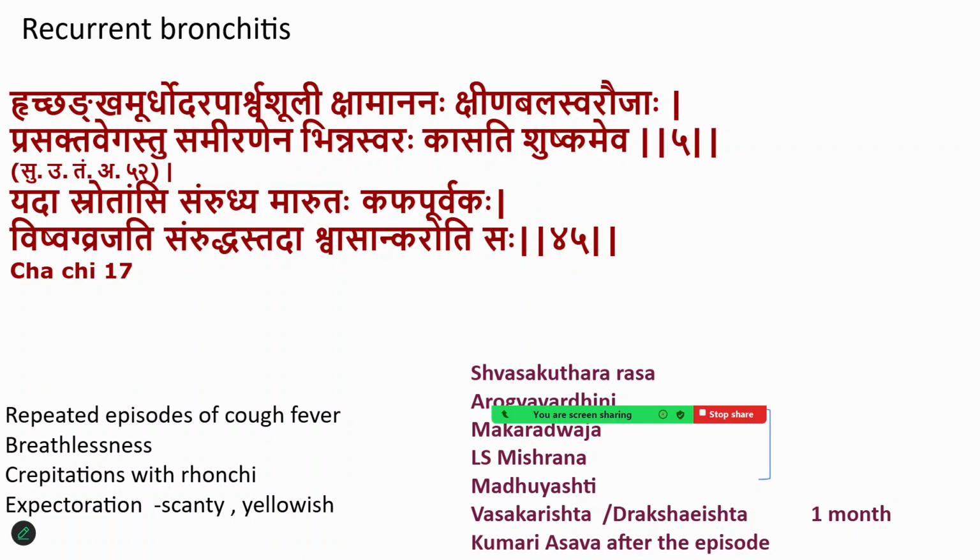or Charaka has described the same as the srotas samrudhya marutah, where the srotas are blocked or obstructed due to the edema, with kapha purvaka. There will be involvement of the kapha also. That's the exact, perfect description of the edema occurring in the bronchial tree and the obstruction produced.